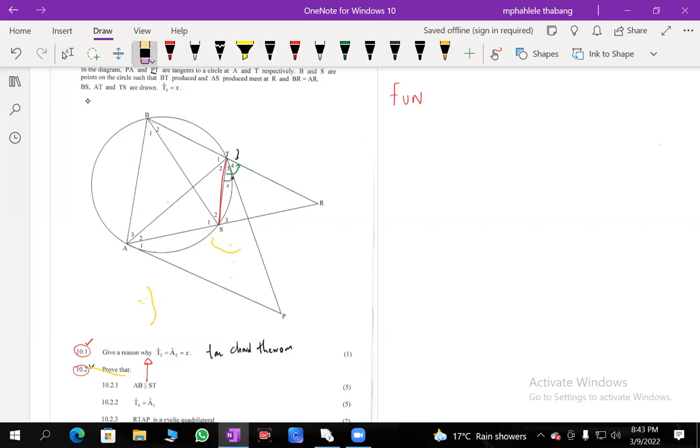Let's just try all our best. Do we know anything about A2? A2, it's not part.